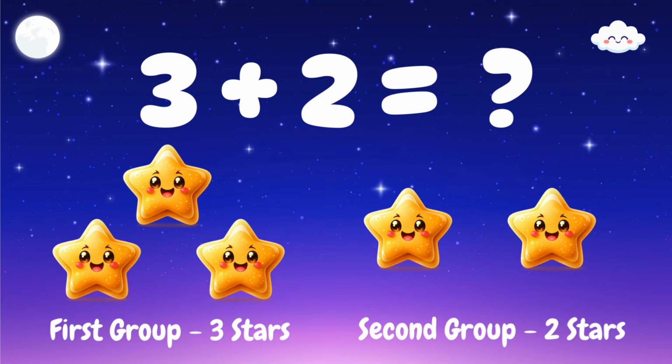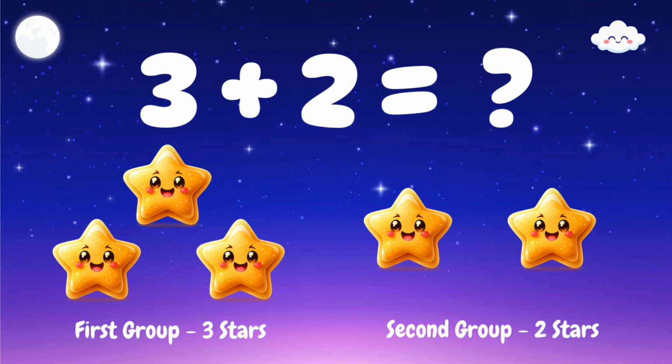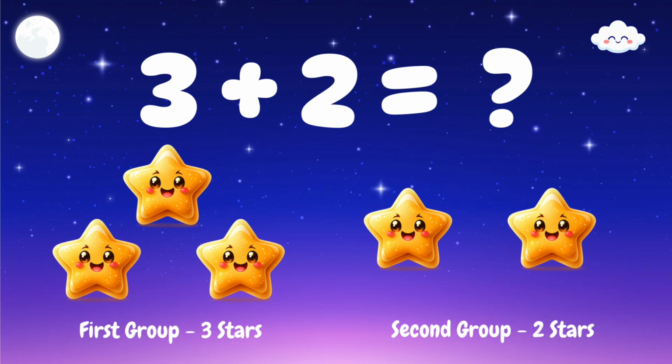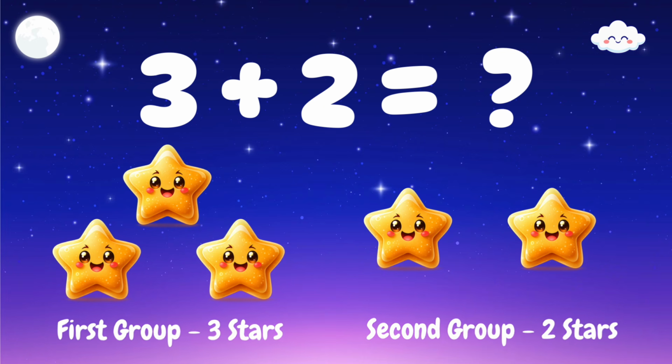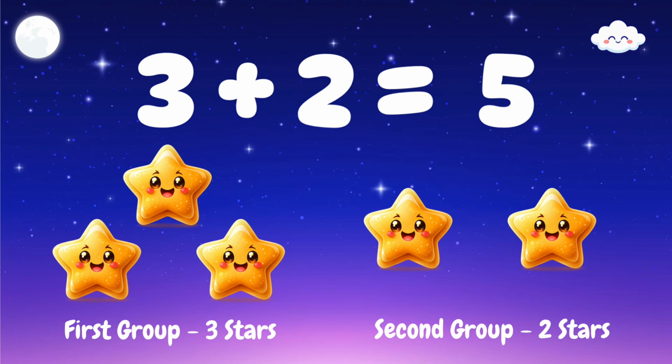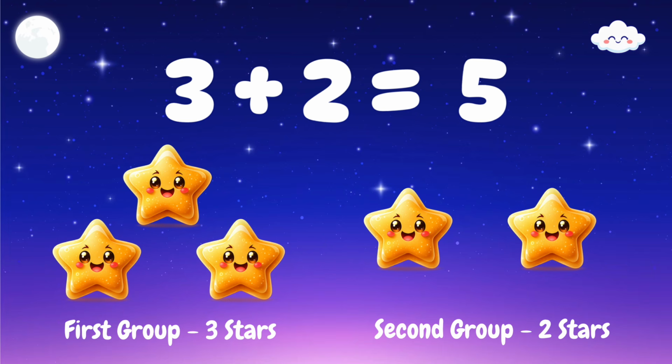Let's count the first group, 3 stars. Now the second group, 2 stars. How many stars in total? 3 stars plus 2 stars equals 5 shining stars. You are doing amazing.